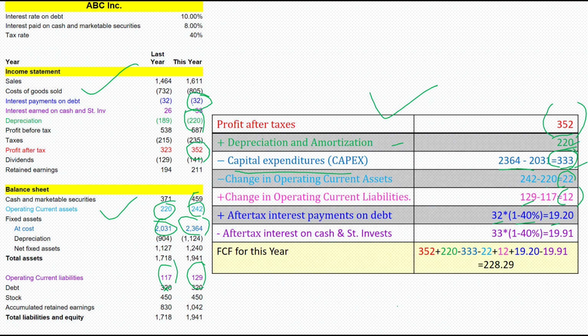Similarly, you look at the after tax interest on cash and short-term investment, and here you see 33 is the interest income on cash and short-term investment this year. You multiply this 33 by 1 minus the tax rate, and this equals 19.91, and that gives us the after tax interest on cash and short-term investment. Once you compute all of these, you sum them all and you get the free cash flow for this year. I hope this makes sense. Thank you.